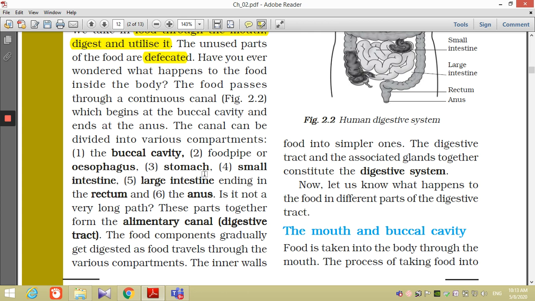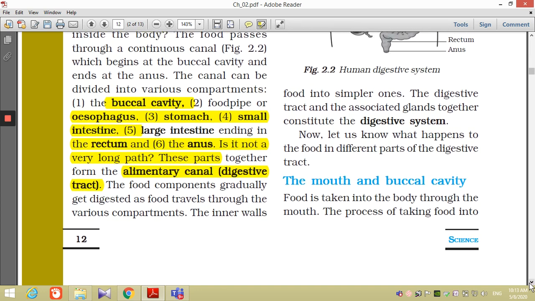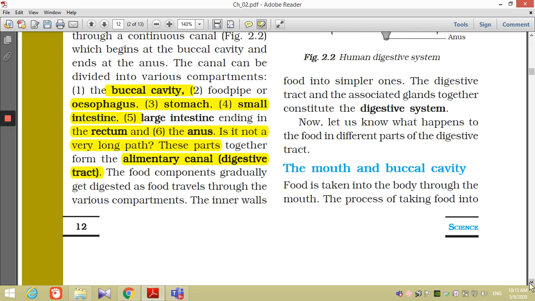The canal can be divided into various compartments: the buccal cavity, the food pipe or the esophagus, stomach, small intestine, large intestine, ending in the rectum, and the anus. Is it not a very long path? Indeed it is. These parts together form the alimentary canal or the digestive tract. The food components gradually get digested as food travels through the various compartments.